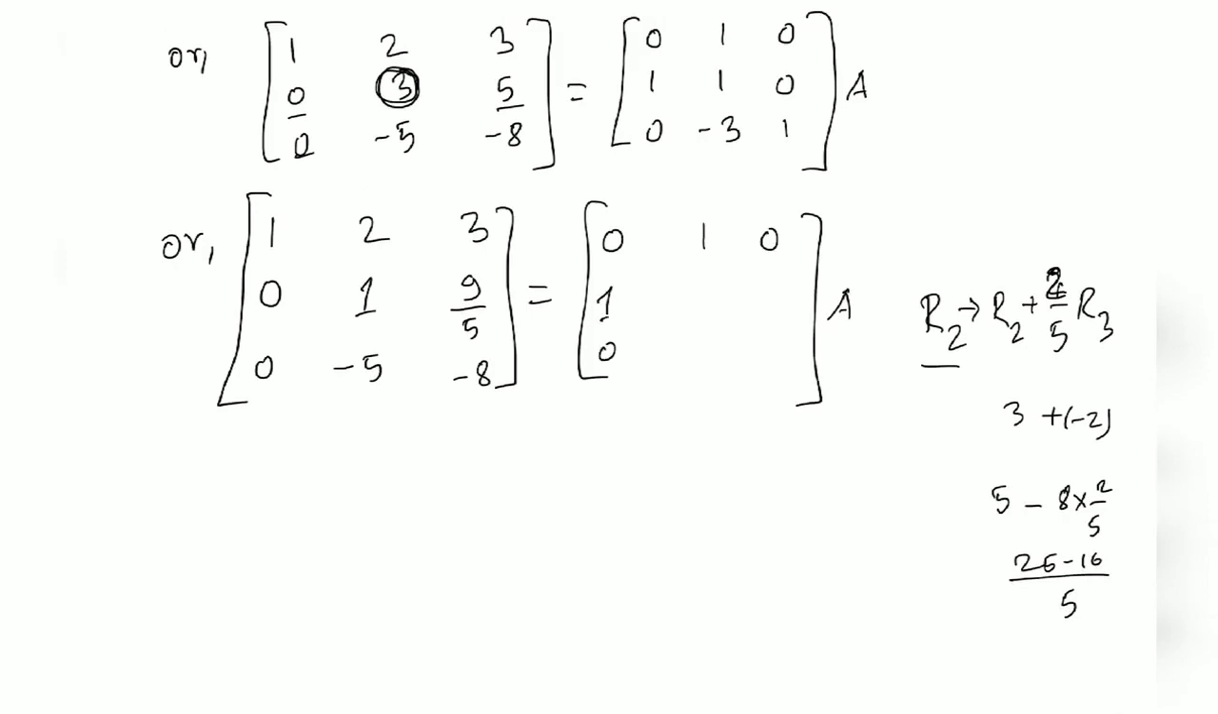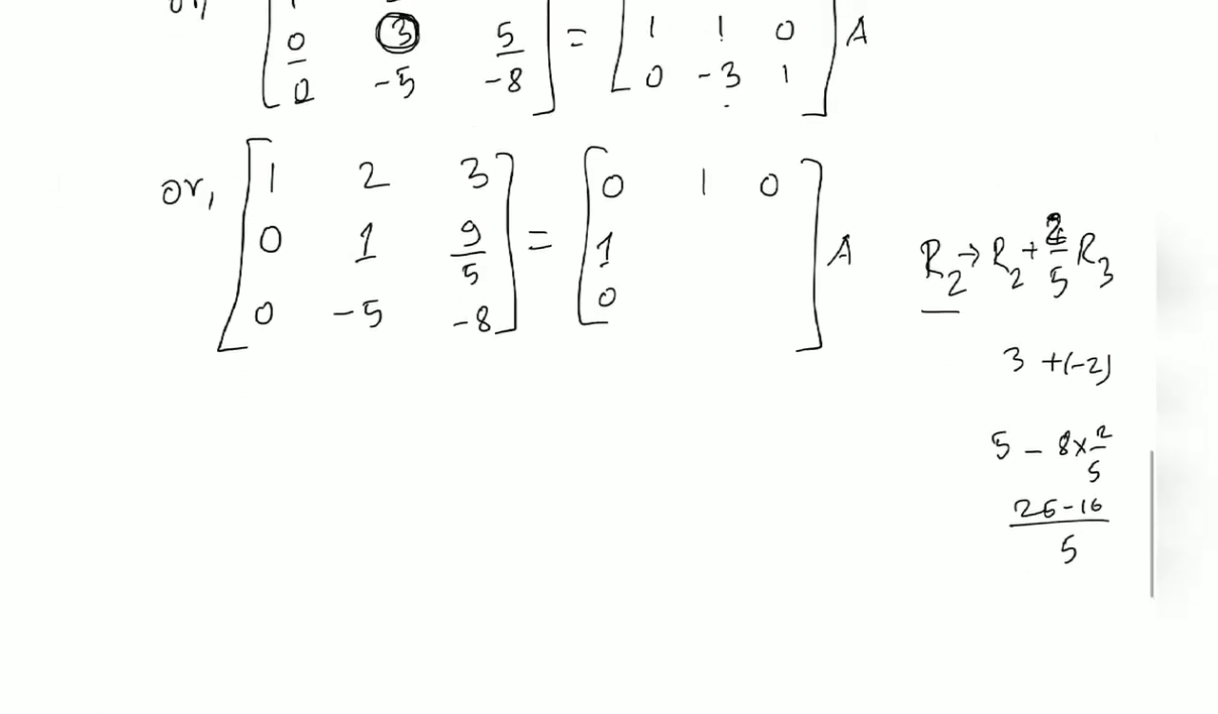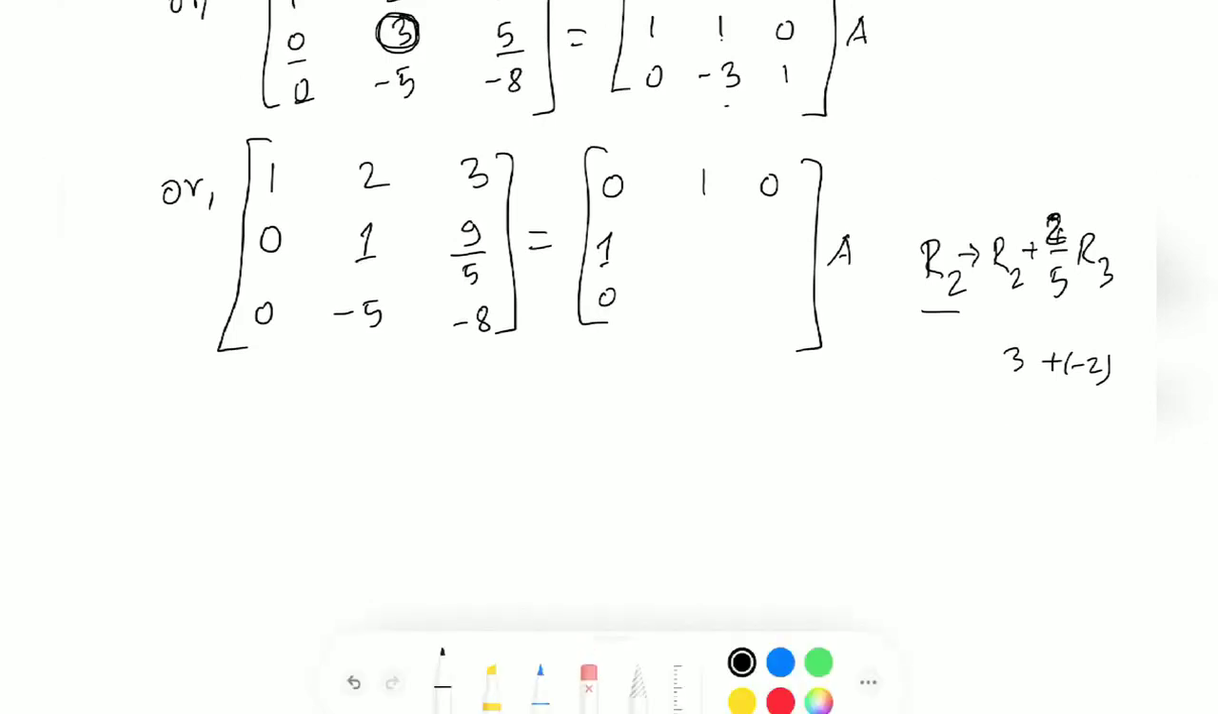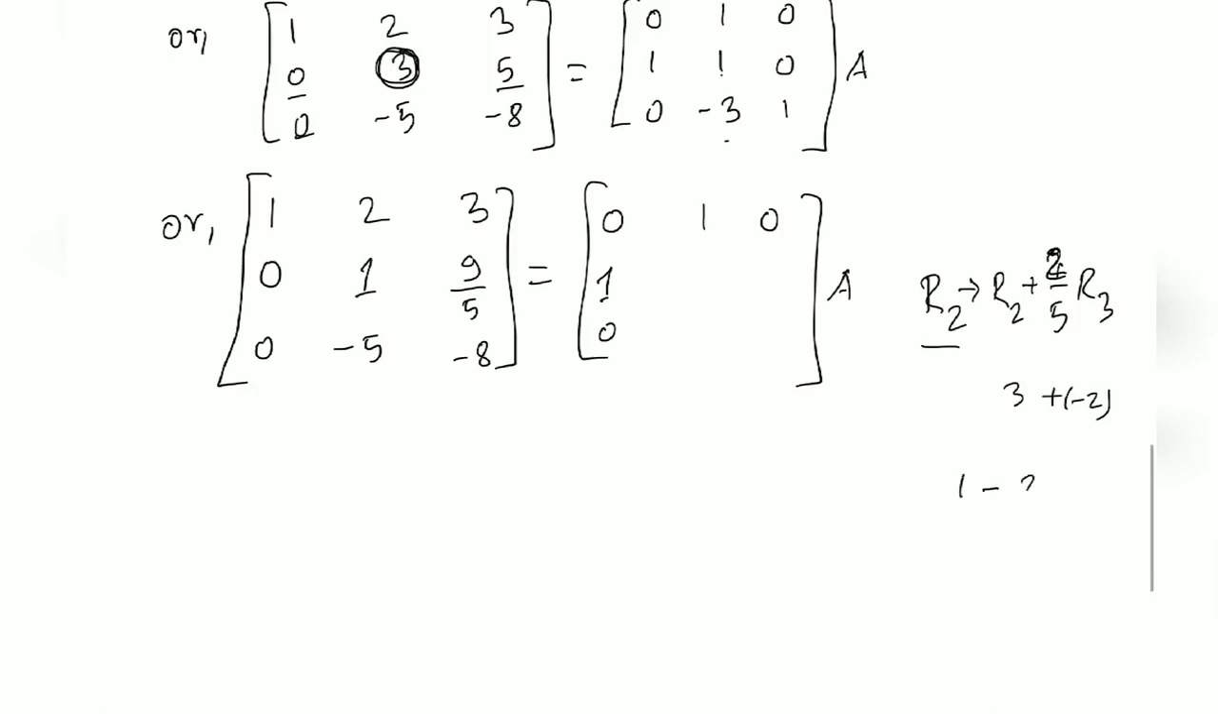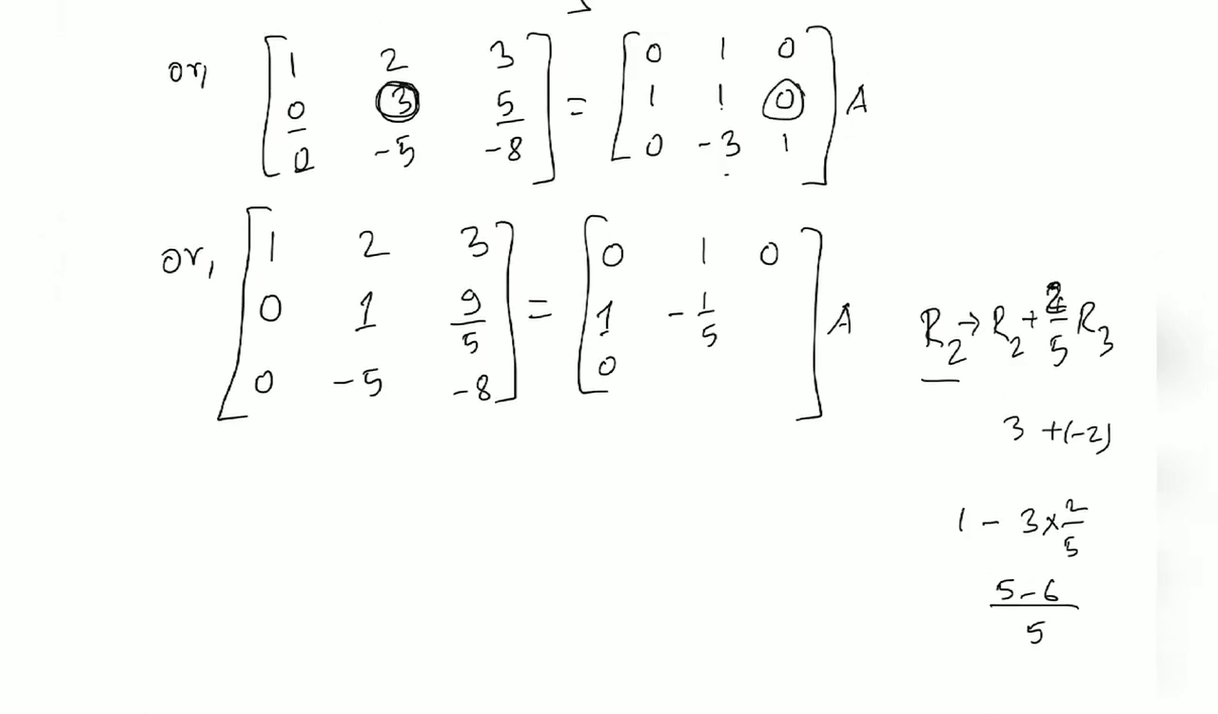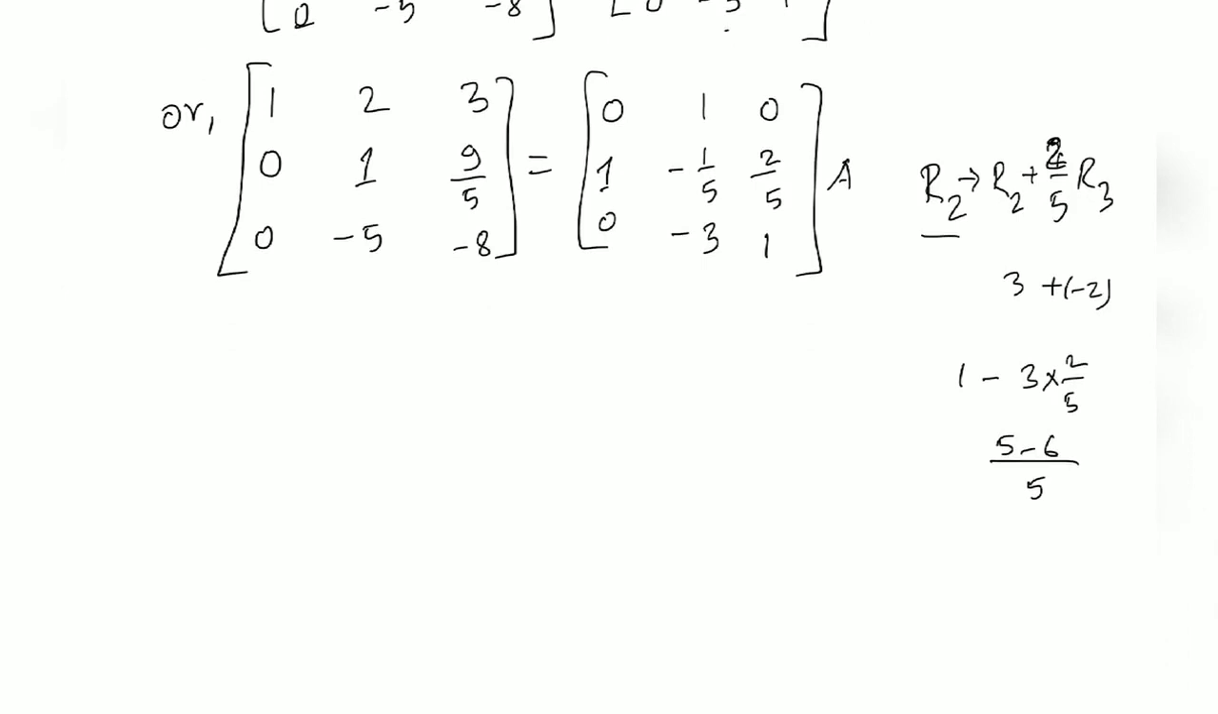As it is 0, there will be no change, but here it will be changed because this is R1 minus 2 by 5, which means 1 minus 6 by 5. So it means 5 minus 6 by 5. Sorry for that. 1 minus 3 into 2 by 5, so what remains is minus 1 by 5. Perfect. Now 0 plus 2 by 5, so we have 2 by 5. And R3 has no change at all.